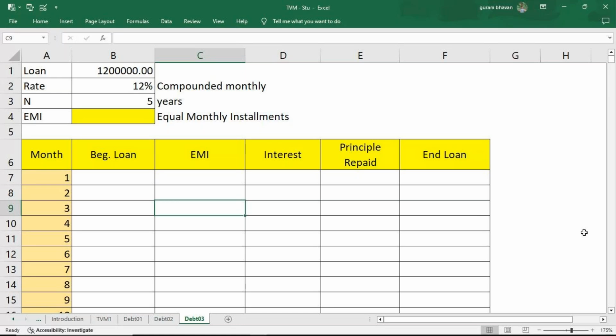So here we need to solve the EMI. Okay, and it is compounded monthly.